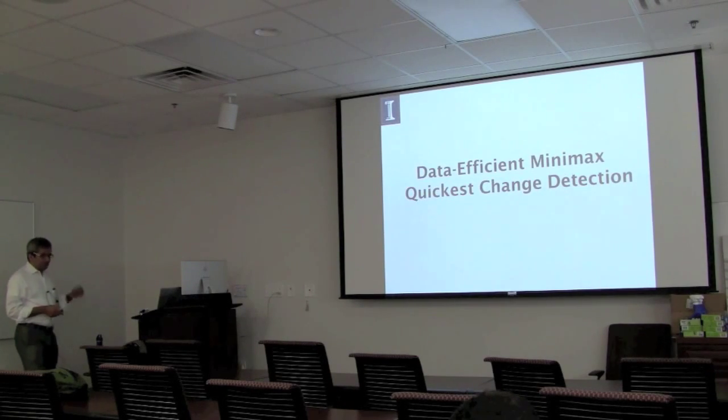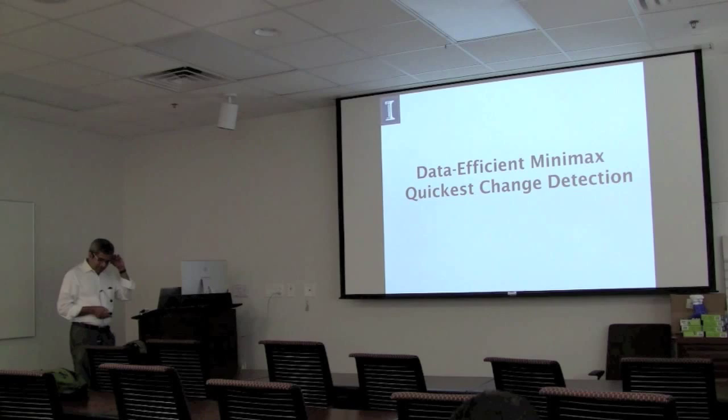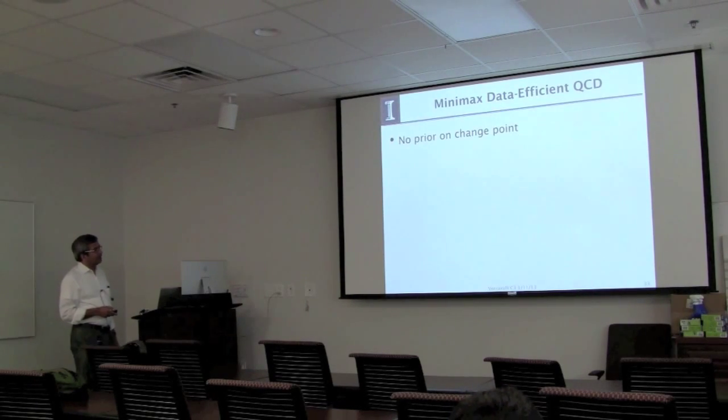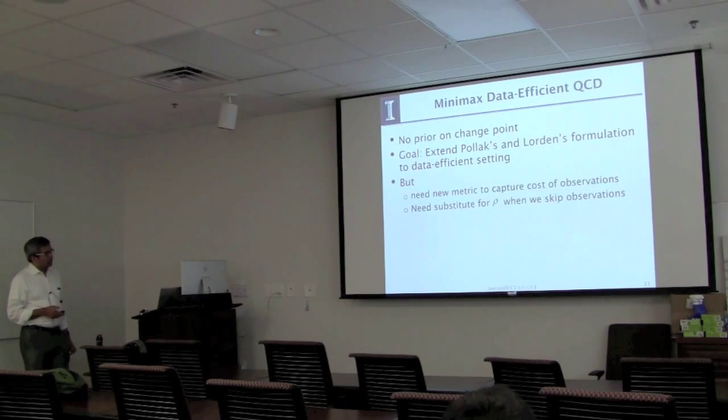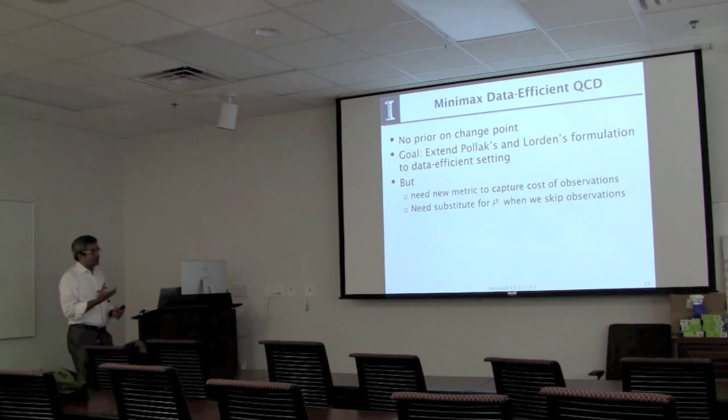All right. So what happens in the Minimax setting? It turns out the Minimax setting is a little more complicated, and we'll see why. So we don't have a prior on the change point. Okay, and we want to extend the formulations we had for the non-data efficient setting to the data efficient setting. So first of all, we need a metric to capture the cost of observations, and it's not obvious how you capture this cost. There's no easy way to look at the average number of observations used before the change point.